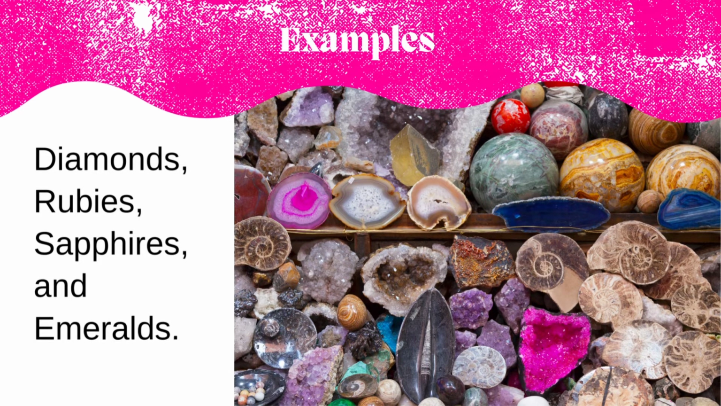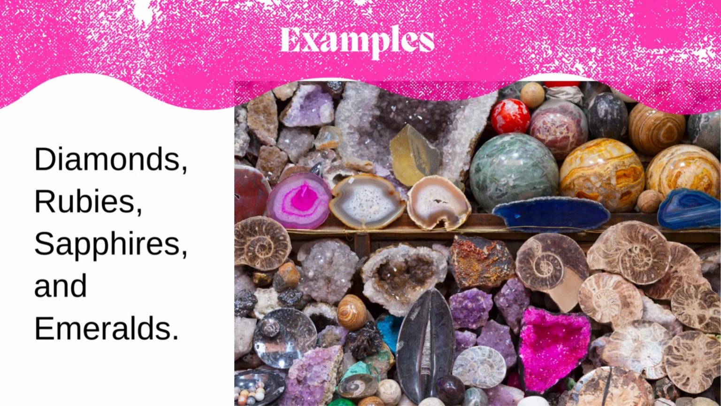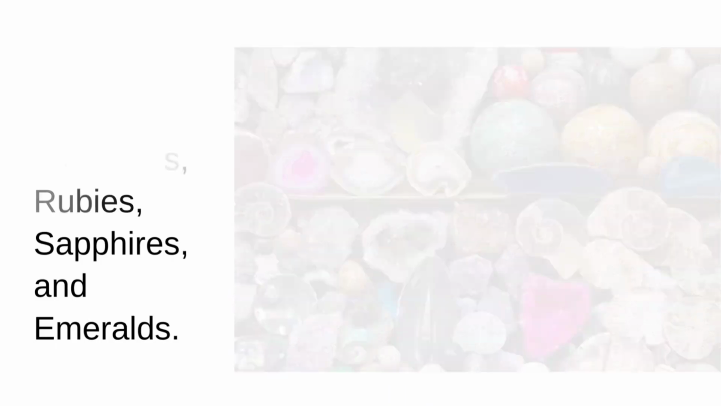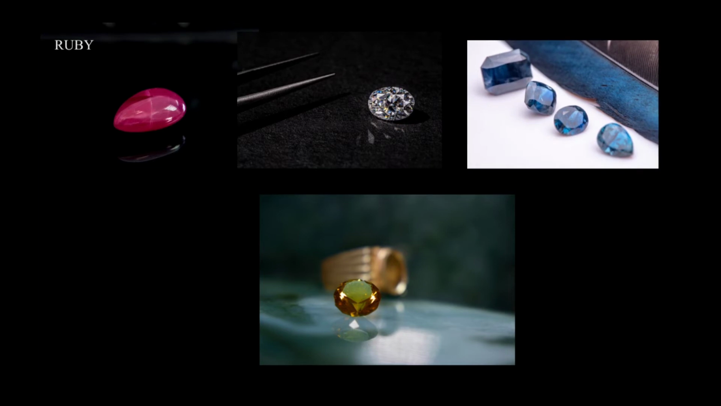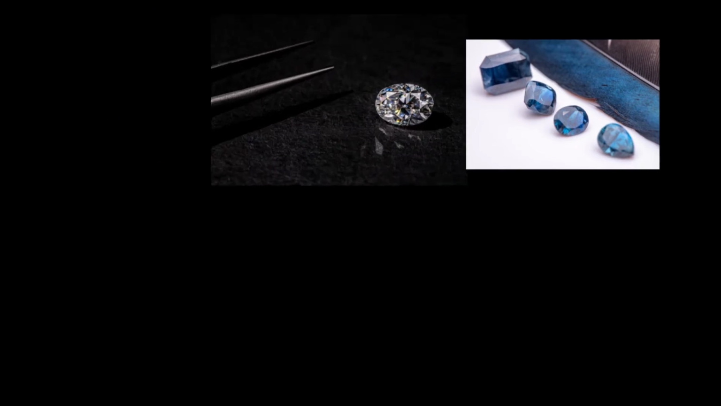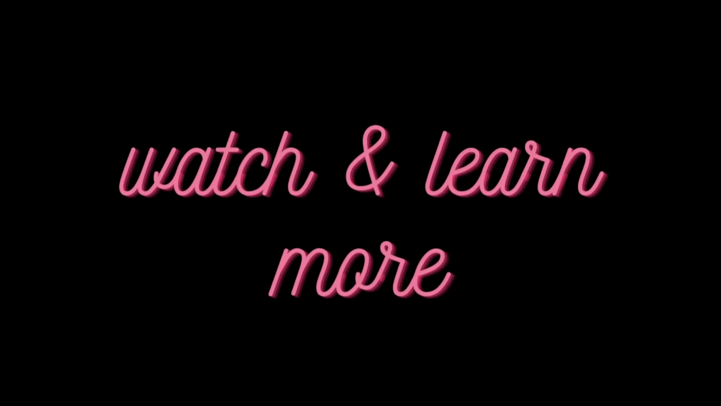Examples are diamond, ruby, sapphire, and what? Emeralds. Okay, they are very, very what? Expensive. They are very, very fine as well. Ruby, you can see, is red. Diamond is clear in color. Sapphire is blue, and the emerald is mostly green. Okay, they are found very, very deep under the earth, and to see one is very, very difficult. That's why they're very expensive.